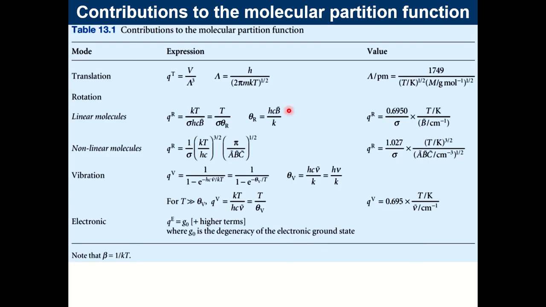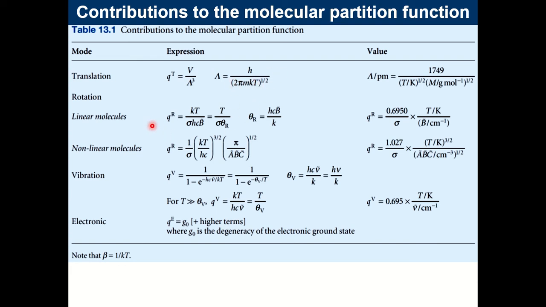So at a glance we can see what the expressions look like for translation, rotation, vibration, and electronic. The expression of the partition function will look like this: V by capital lambda cubed. It looks like a mirror image of V, but it's pronounced as lambda. This is capital lambda, and it has an expression like this. We'll see how we get it.